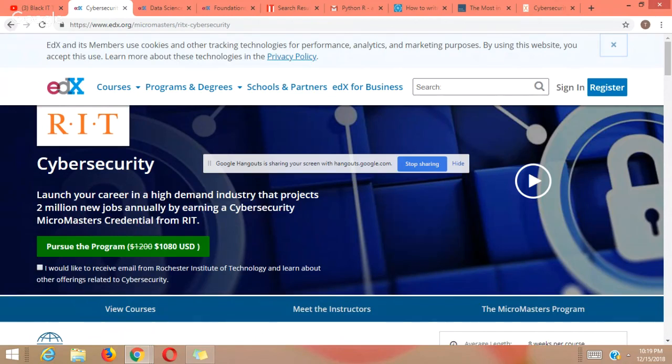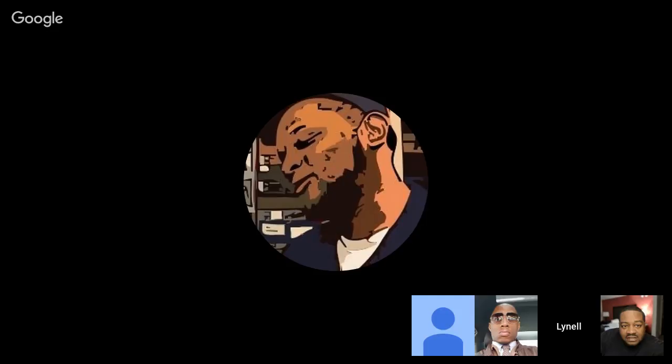But then if you look at the other one, not the RIT, the Georgia Tech master's degree in cybersecurity is only $10,000. So it's only $8,000 more for the full degree, and it's only 10 courses. Lionel does courses on edX, and he can tell you how fast he flies through those. They're really straightforward, no real fluff in it.